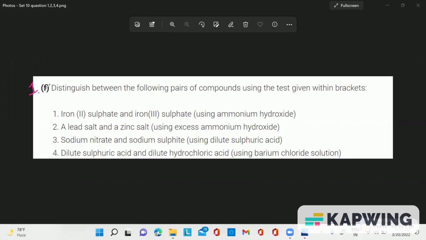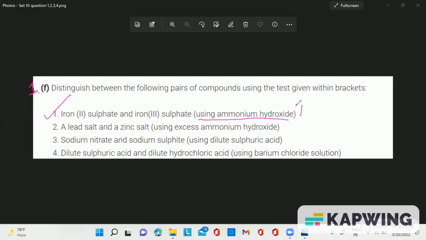Iron 2 sulfate and iron 3 sulfate are the two compounds which have to be distinguished using the test using ammonium hydroxide. So in this video, I would like to discuss this question. Basically, when iron 2 sulfate reacts with ammonium hydroxide, it will give a very dirty green color precipitate.